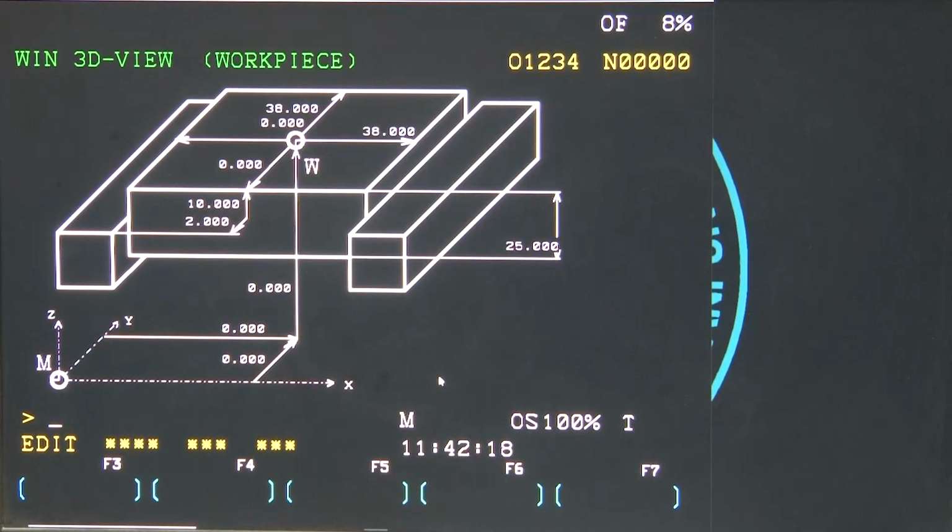So, here is the drawing. This drawing shows the blank, out of which you will make the workpiece, clamped on the table of the milling machine. This is the workpiece, these are the clamps, and all these heights are given here.